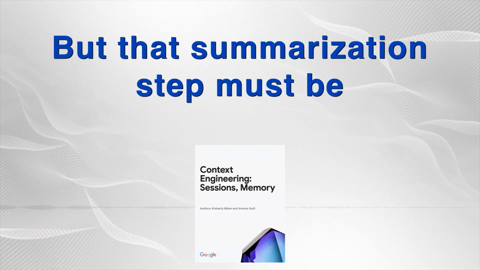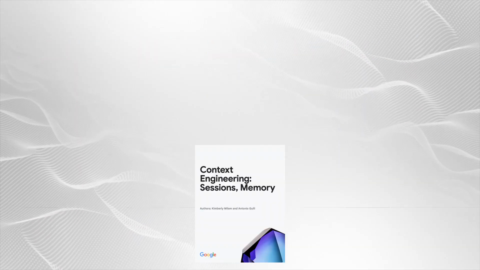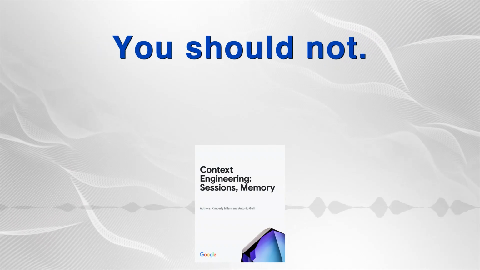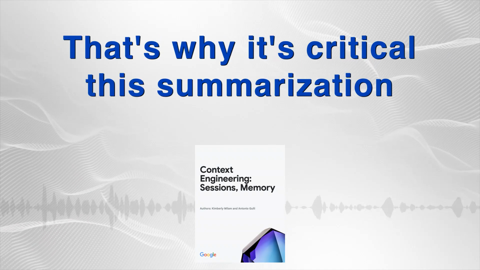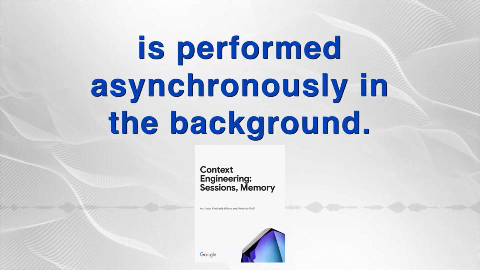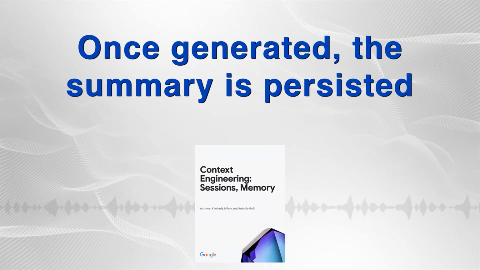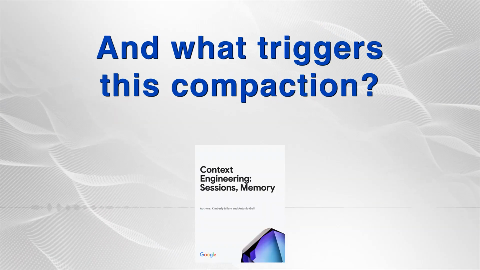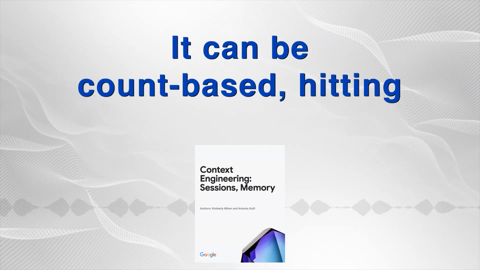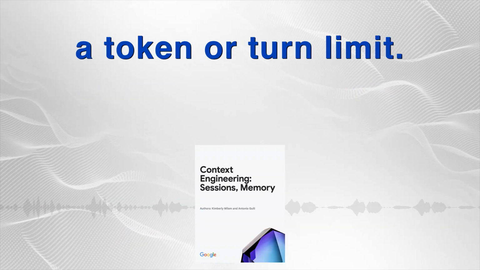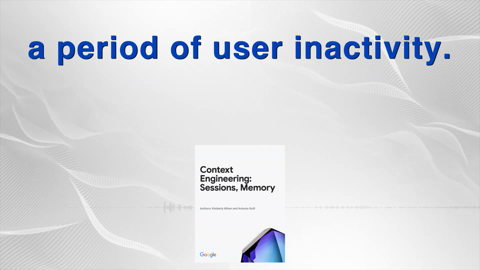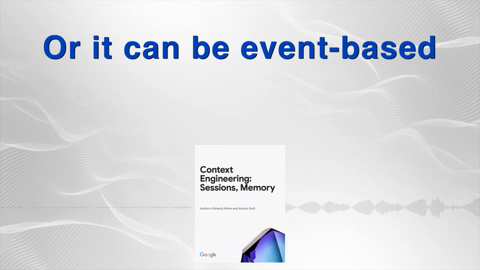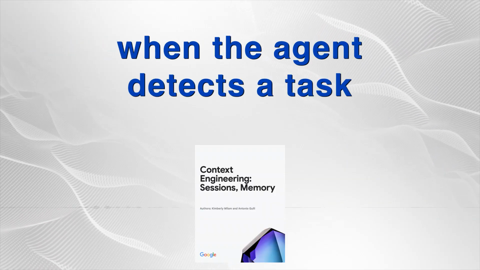But that summarization step must be computationally expensive. You can't be doing that on every single turn. You should not. That's why it's critical this summarization is performed asynchronously in the background. Once generated, the summary is persisted so you avoid recomputing it. And what triggers this compaction? It can be count-based, hitting a token or turn limit. It can be time-based after a period of user inactivity. Or it can be event-based when the agent detects a task is complete.